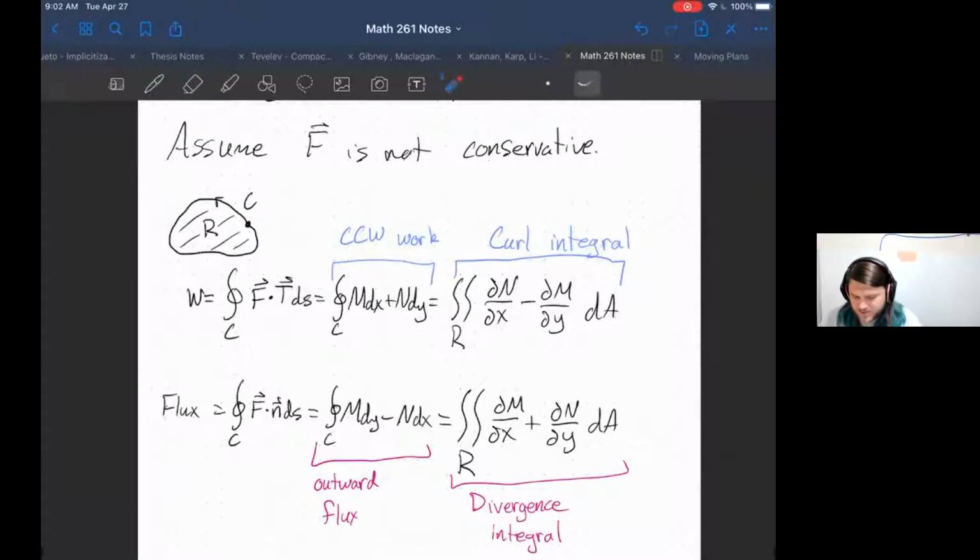Specifically, Green's theorem says you can write a work integral, this integral of M dx plus N dy, as a surface integral where you're integrating the k-th component of curl. That's what this part here is. Again, we'll define curl, I think in section 16.7, a little bit later on. But this is the k-th component of curl.